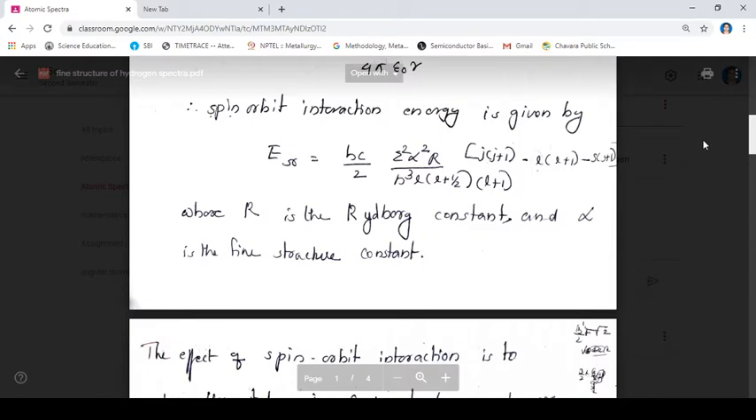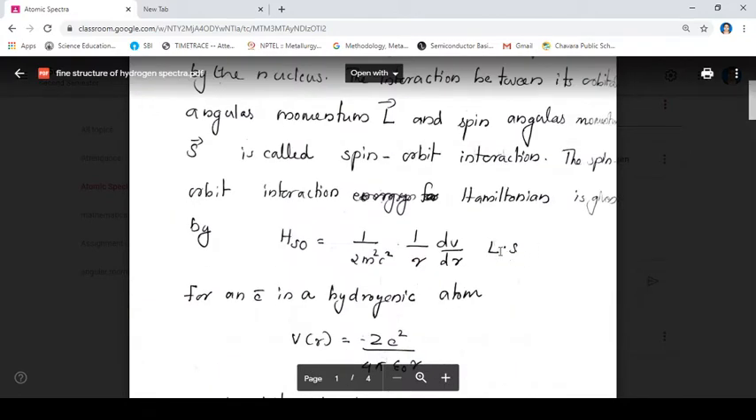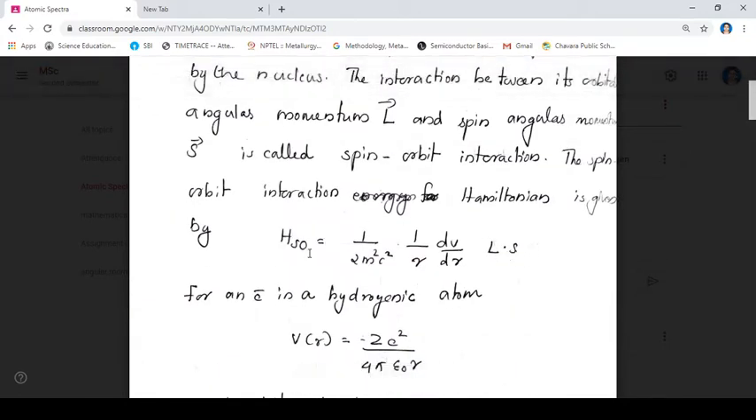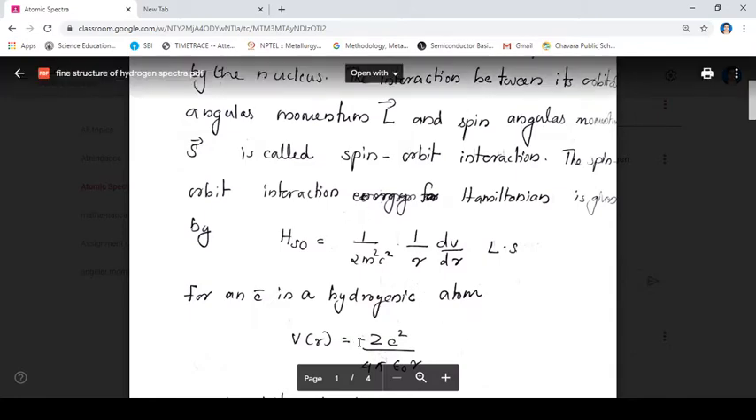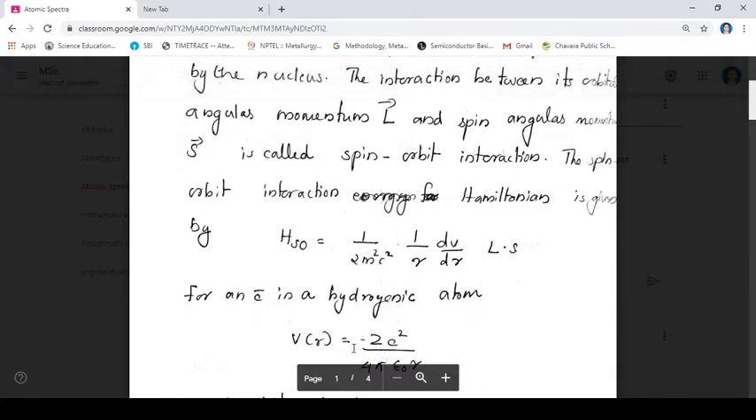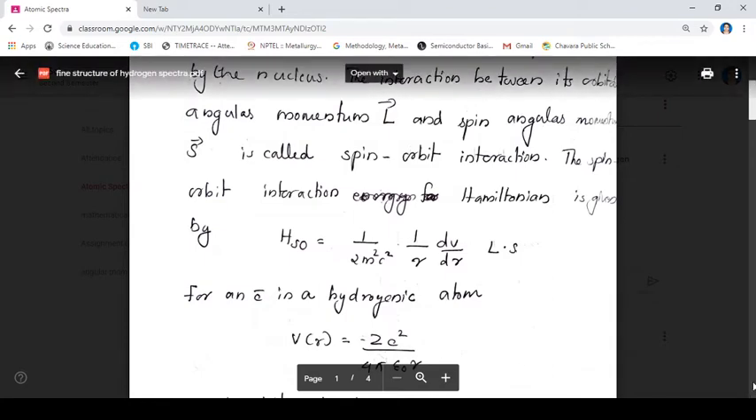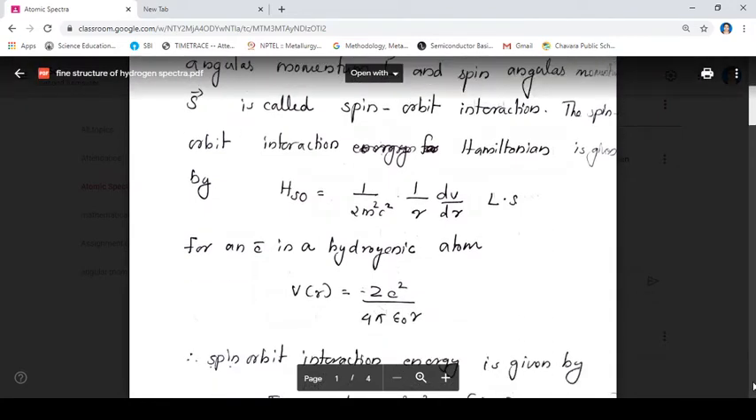So basically the spin orbit interaction Hamiltonian is given by 1 by 2 m square c square into 1 by r into dV by dr into L dot S. You need to study only the final result. For an electron in a hydrogenic atom, V(r) is nothing but the potential energy, that is minus Z square by 4 pi epsilon 0 into r.